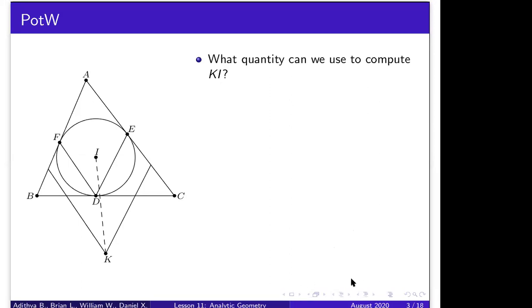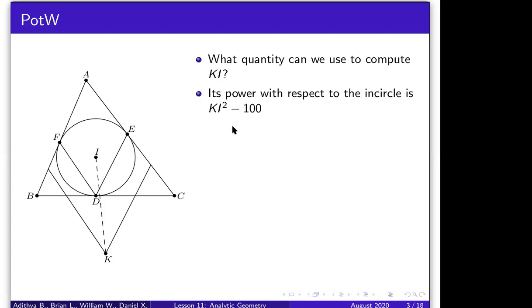So something we can do is instead compute the power of K, because we know that the power of K is just KI squared minus 100. So if we know what the power of K is, we also know what KI is. So now, what tricks have we learned to compute power? Well, as Kevin said in the chat, we can use radical axis.